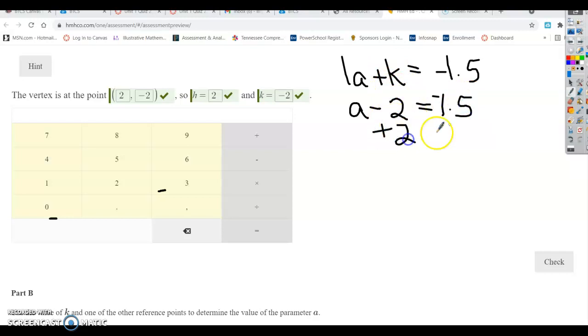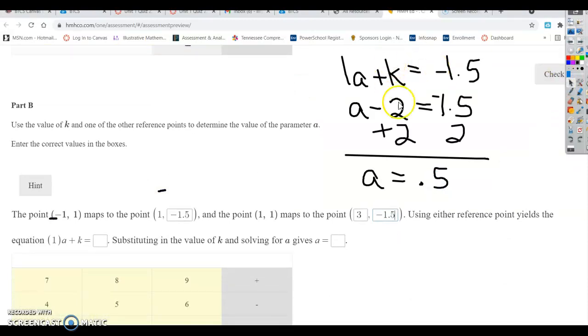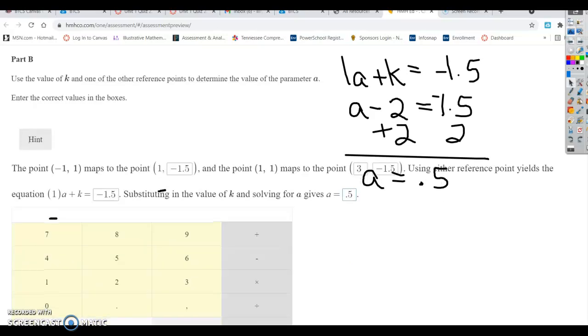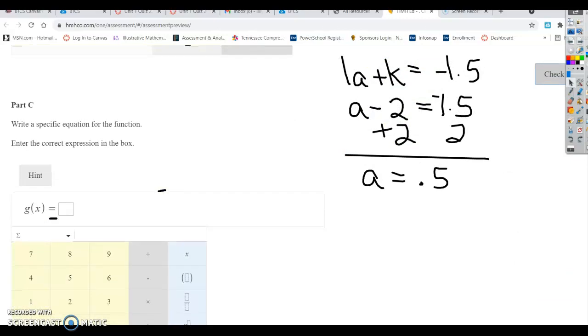So I'm going to add 2 to both sides. So a equals 2 minus 1.5 would be plus 0.5. So we're going to set this equal to the -1.5. That was the other point that I put. And then we substitute in, we get a is 0.5. Let's see if that is correct. All right. C part.